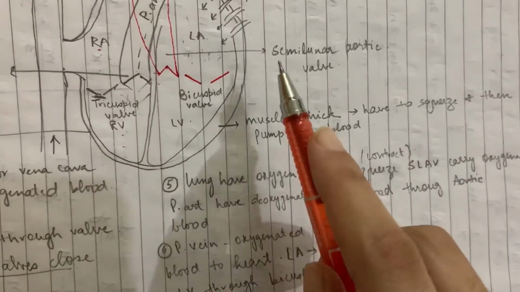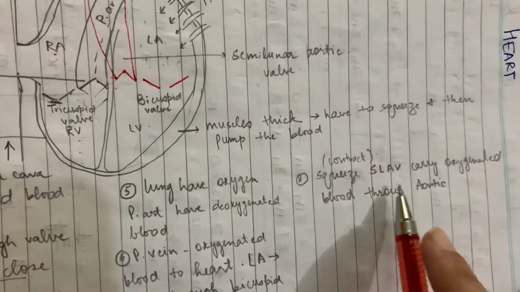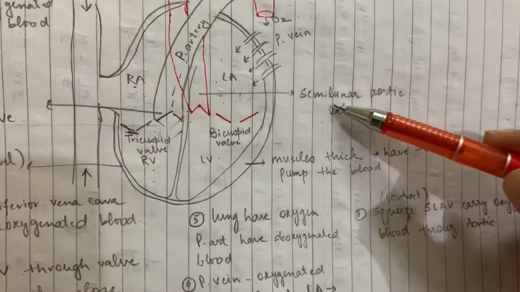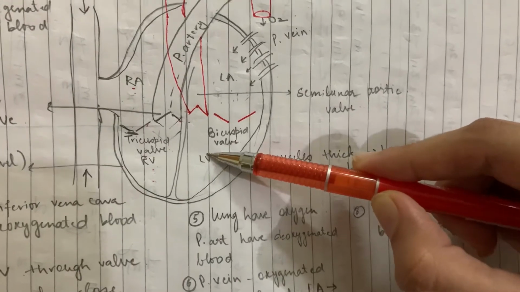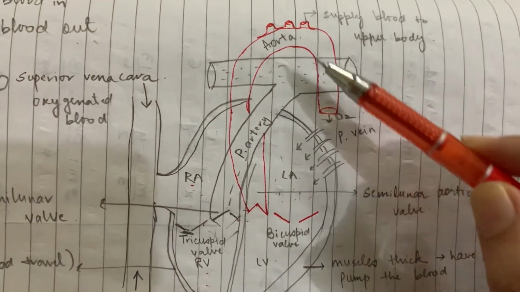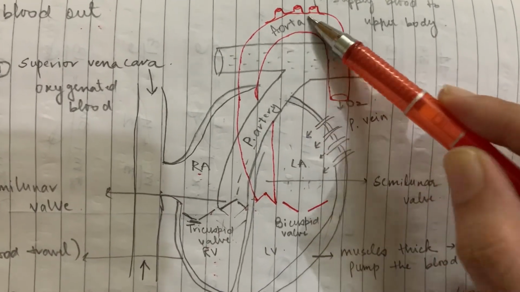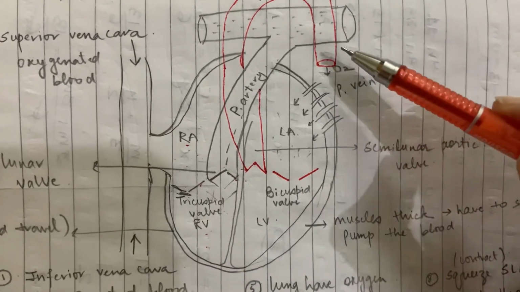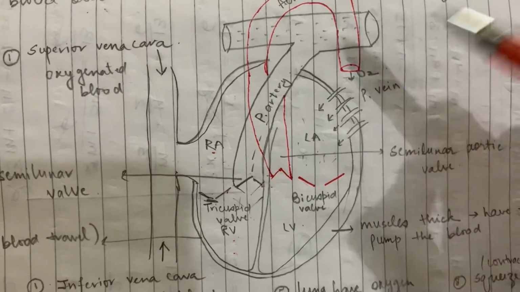Now the semilunar aortic valve squeezes and carries the oxygenated blood through the aorta. Now see, the semilunar aortic valve squeezes and the blood is here in the left ventricle. So now from here the blood goes through the aorta, which supplies blood to the upper body from this part, and from here as well to the lower body part. So that is how oxygen is transported to the different body parts.